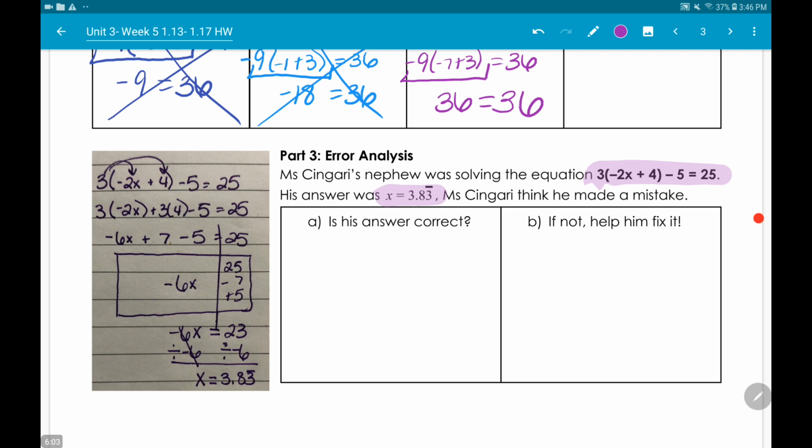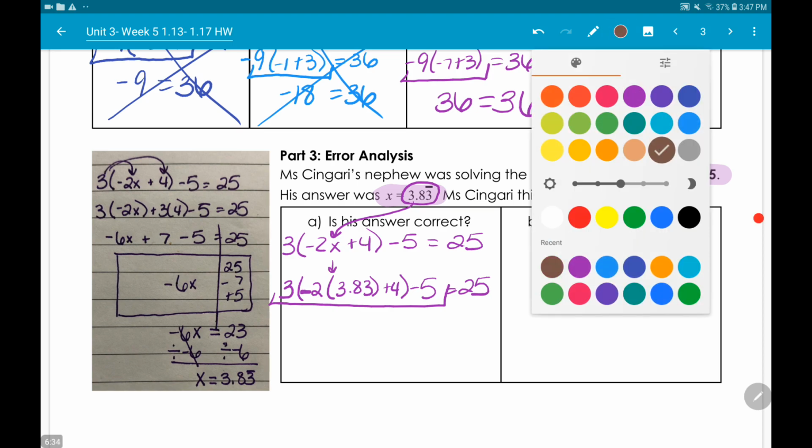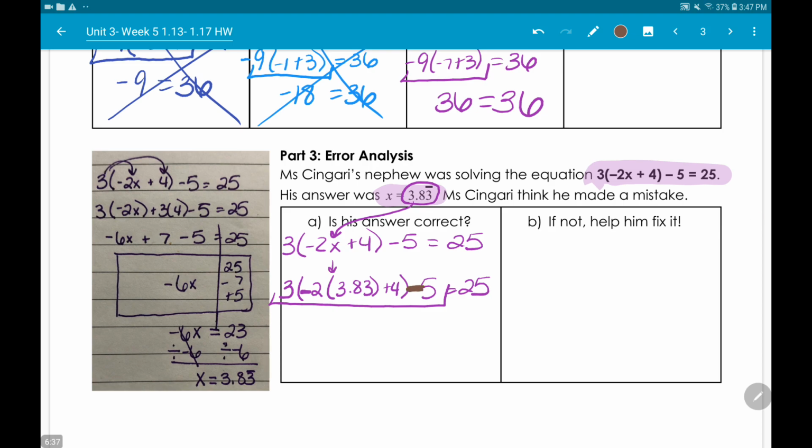First off, if I'm plugging in a repeating decimal, I'm probably not going to be able to get the same answer on both sides, which means there should be a mistake. But let's check that out anyway. Okay guys, I took my nephew's answer and I substituted it into the equation that he was trying to solve. Now I'm going to take this big chunk right here, exactly the way I see it. I'm going to type it into my calculator. One thing, make sure this is the negative symbol, and then the other one by the 5 is a minus sign. So to make sure you get an accurate result.